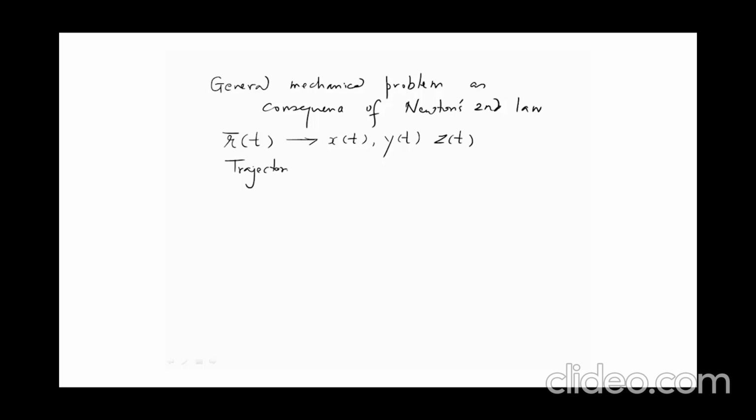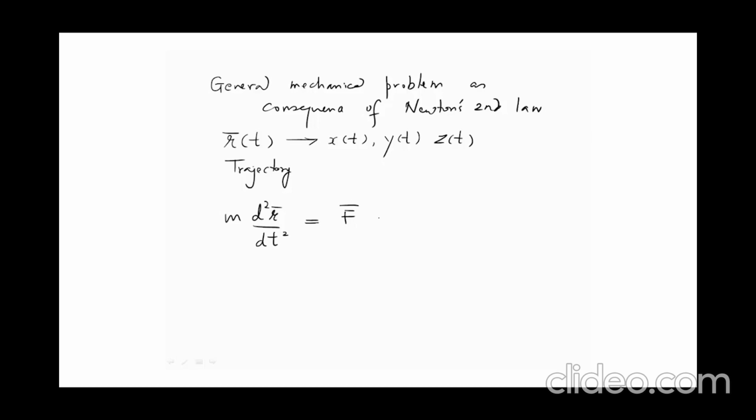We can compute this trajectory, which is the most detailed information that we can have about the system, by using Newton's second law, which is mass times the acceleration equal to the force acting on the particle. This is the force of influence which results in the motion that the particle displays.